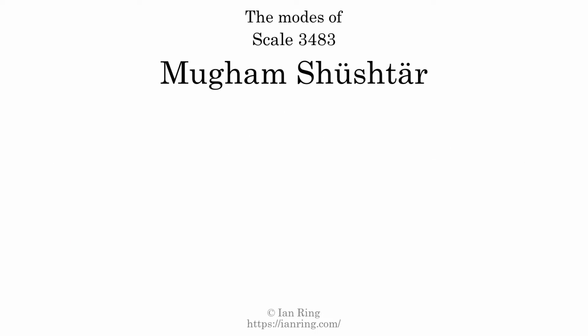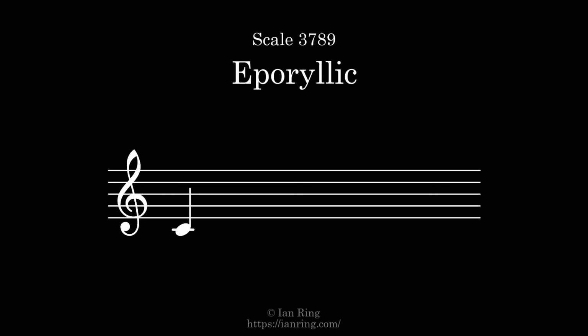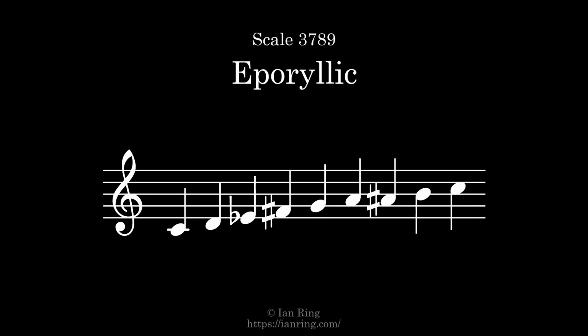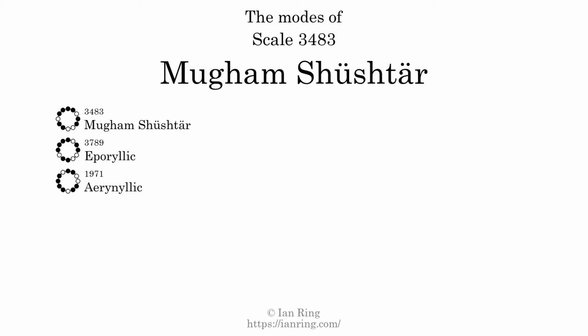This scale has 8 modes. The first mode is itself. The second mode is scale 3789, also known as epirylic. It sounds like this. The third mode is scale 1971, also known as eryonylic. It sounds like this.